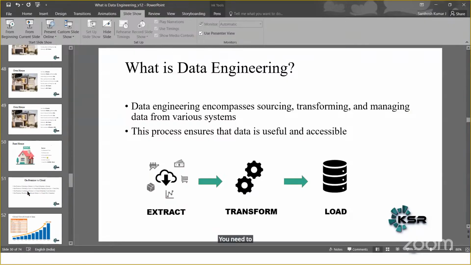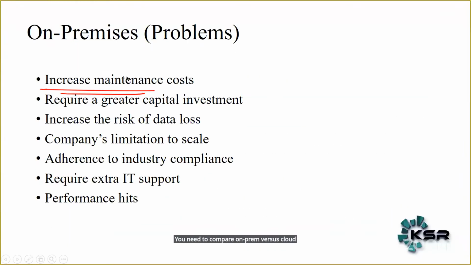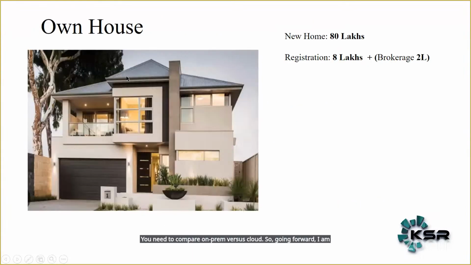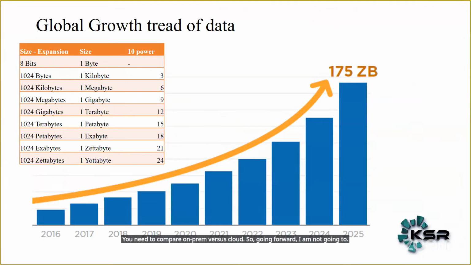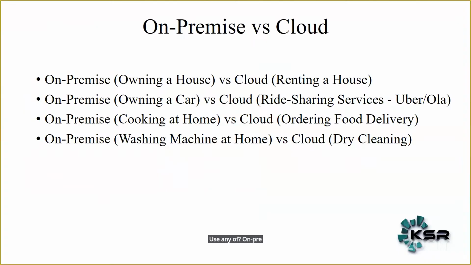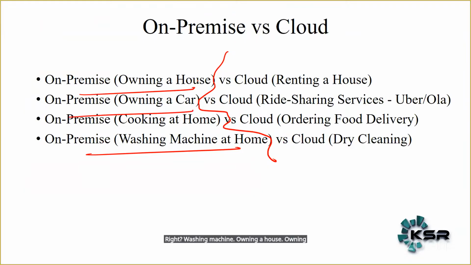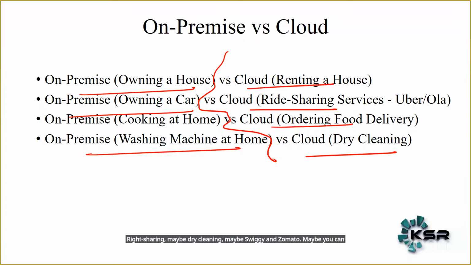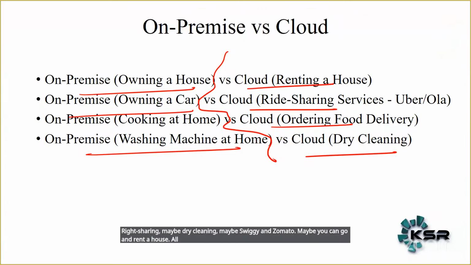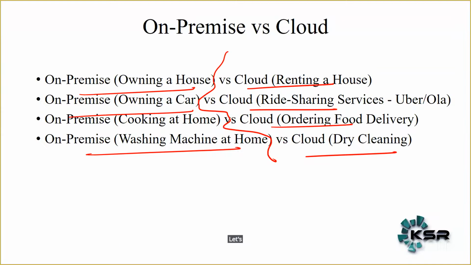You need to compare on-prem versus cloud. So going forward, I am not going to use any of on-prem. On-prem is always going to be risky, right? Washing machine, owning a house, owning a car, it's always going to be a bit risky, right? Now, when there are service providers doing ride sharing, maybe dry cleaning, maybe Swiggy and Zomato, maybe you can go and rent a house, they are good at that. Let's take help from them.